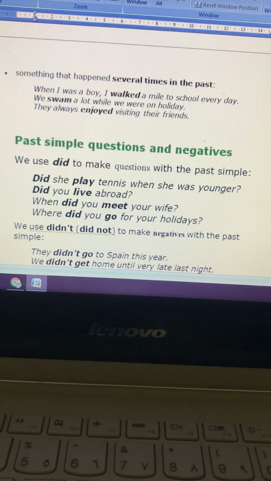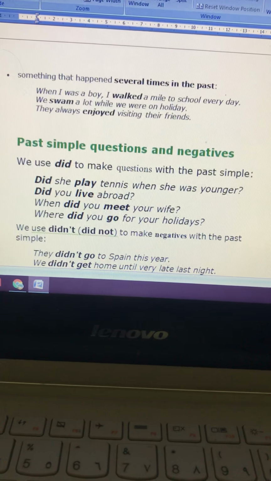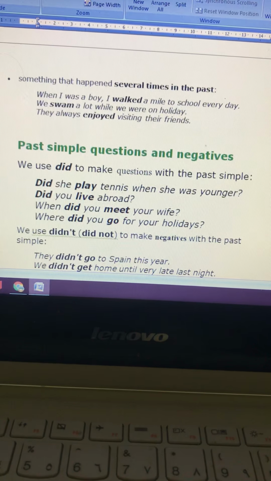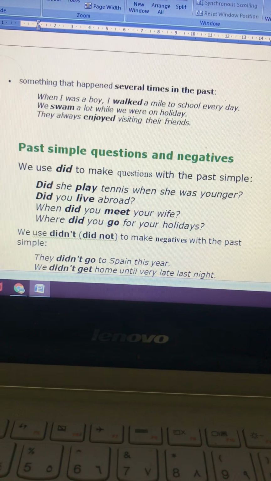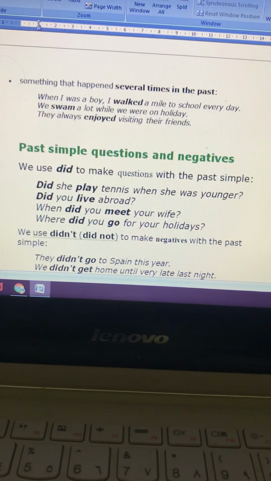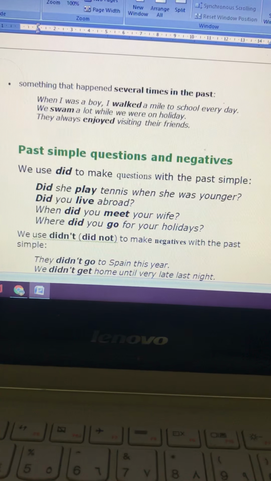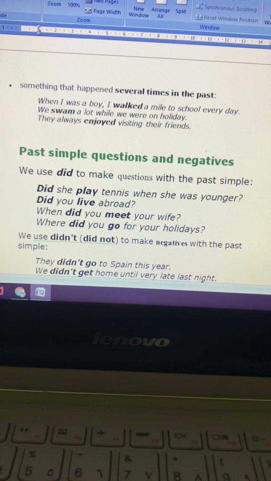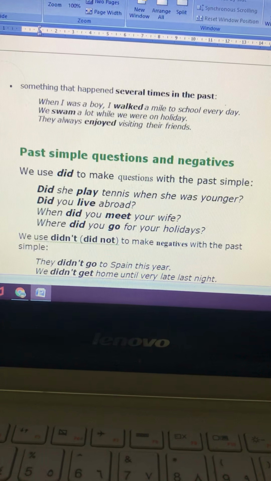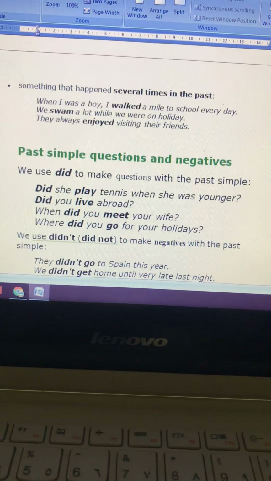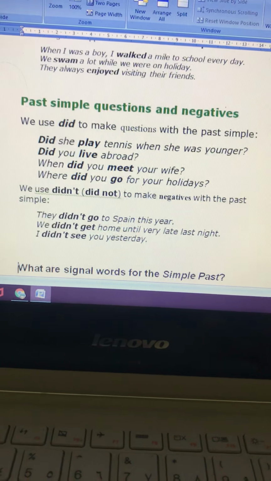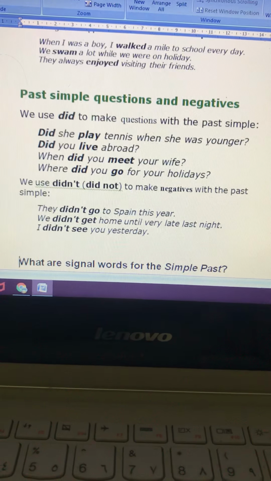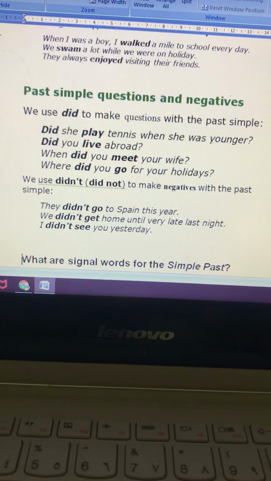The most important thing that you need to be aware of is the fact that the verb after did must be in its base form. So, did she play tennis when she was younger? You can't say did she played tennis when she was younger. So we use did to make a question with the past simple. For negation, we only add not with did.